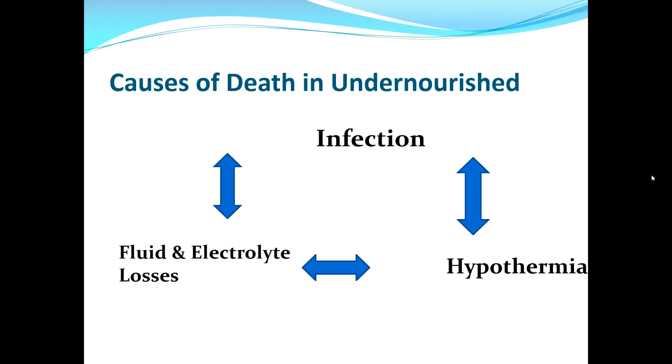Most children can still be saved, but very few, unfortunately, die in the initial phase of resuscitation. And the common causes of death in them include either they had infection, which was not documented, we did not respond, or were very late to start with, or they died of hypothermia, or they had fluid and electrolyte losses to the extent that the baby could not cope. So these are 3 main causes of death in these malnourished children.